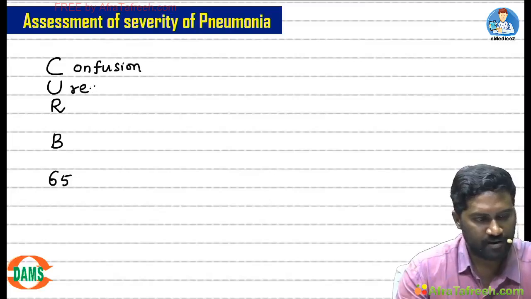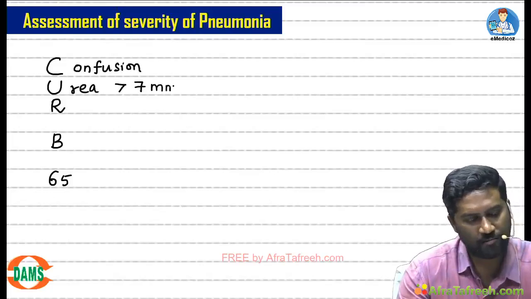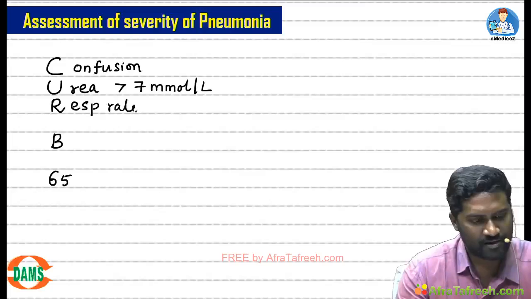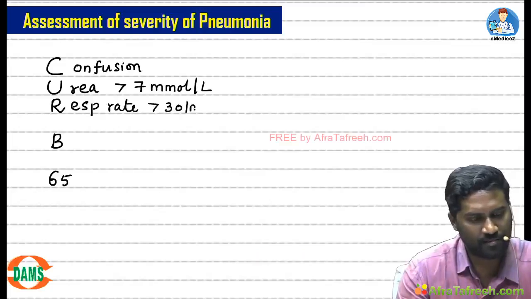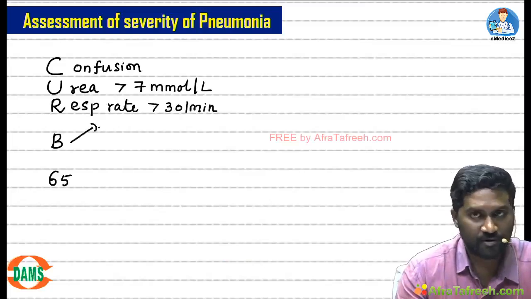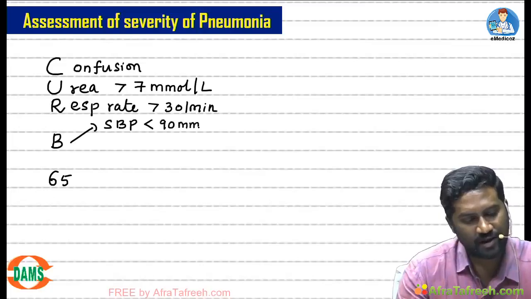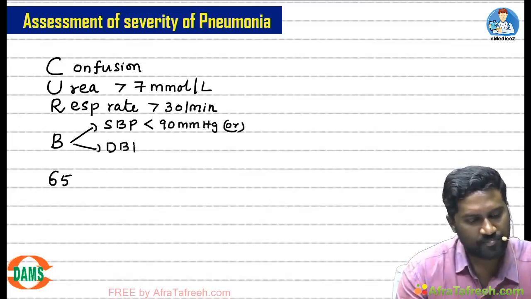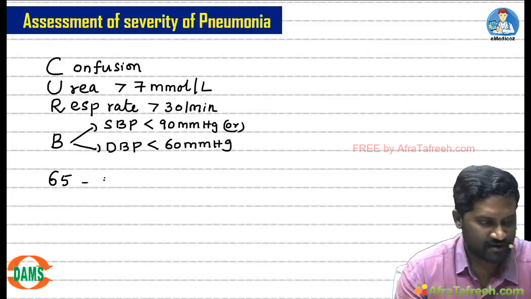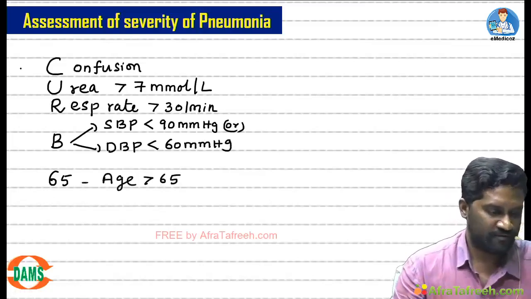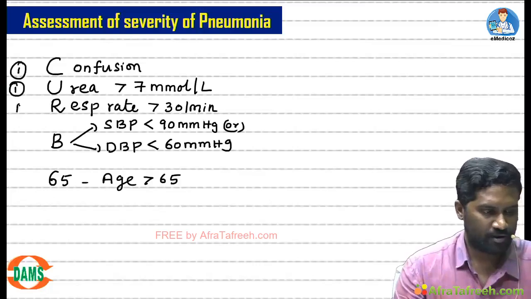U stands for blood urea more than 7 millimole per liter. R stands for respiratory rate more than 30 per minute. B stands for either systolic blood pressure less than 90 mmHg or diastolic blood pressure less than 60 mmHg, and 65 stands for age more than 65. For each variable we are going to give 1 point.